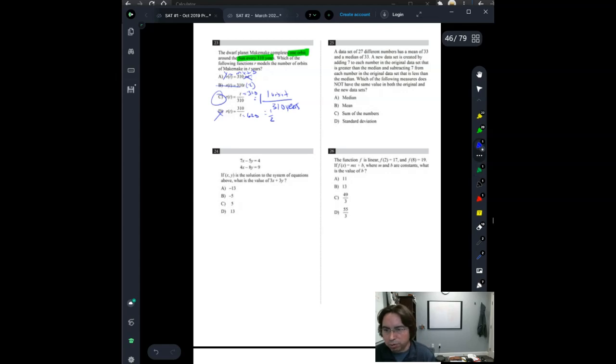Okay, number 24 is a special value. We know it's a special value because we have a system of equations and we're adding up these terms that are different other than x and y. So I'm just going to kind of add them up.